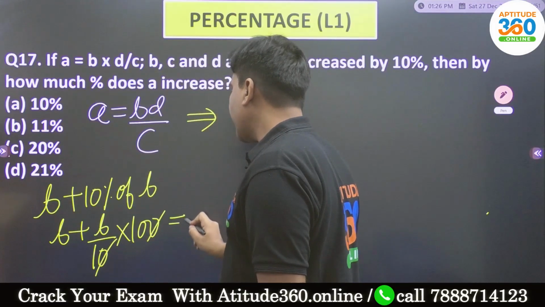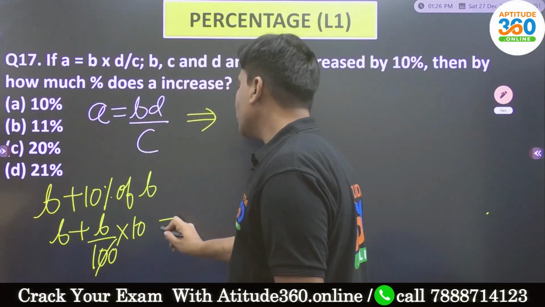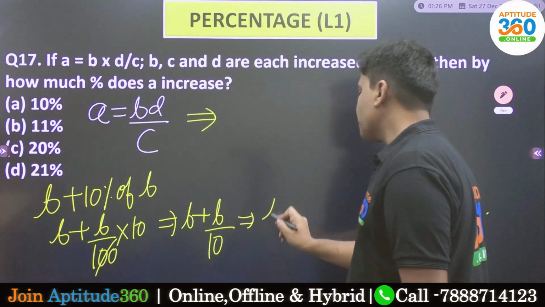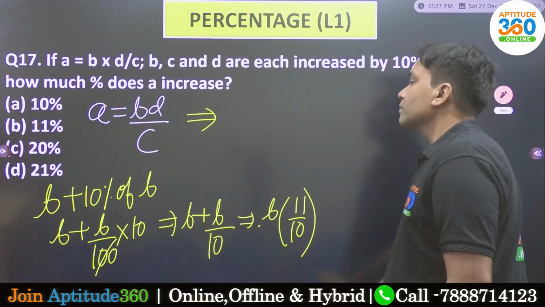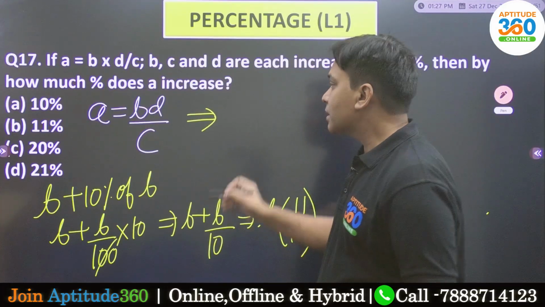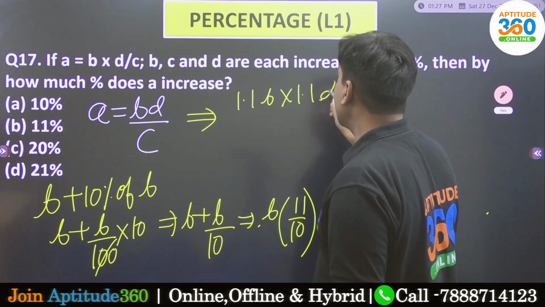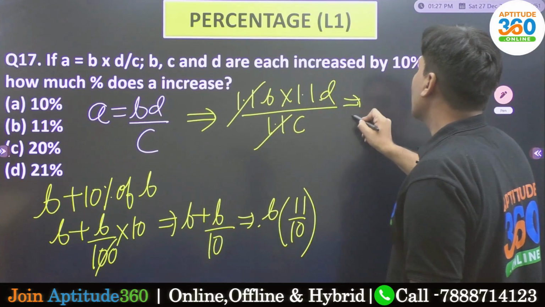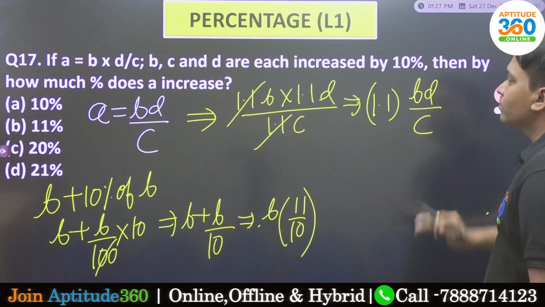You will realize that you do not have to do this. B plus B by 10. Further, if you simplify, it is going to be B into 11 by 10. So each variable will be 1.1 times. So it is 1.1B into 1.1D divided by 1.1C. So 1.1 and 1.1 are gone. So what do you have? 1.1 times BD upon C.